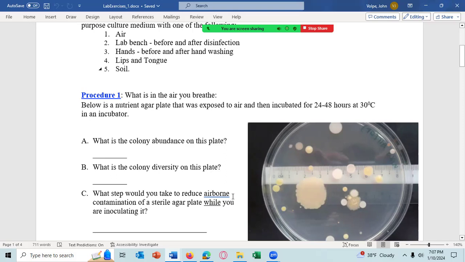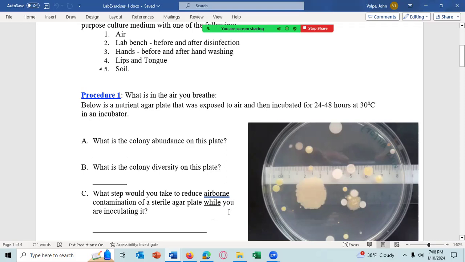And then procedure 1C, what step would you take to reduce airborne contamination of a sterile plate while you are inoculating it? So don't tell me what you do to reduce contamination before you inoculate it, like always autoclave it and use sterile media. And then don't tell me something after you inoculate it, like I grow it in the Petri dish, taping the plate shut to reduce contamination. That is something you're doing after you're inoculating.